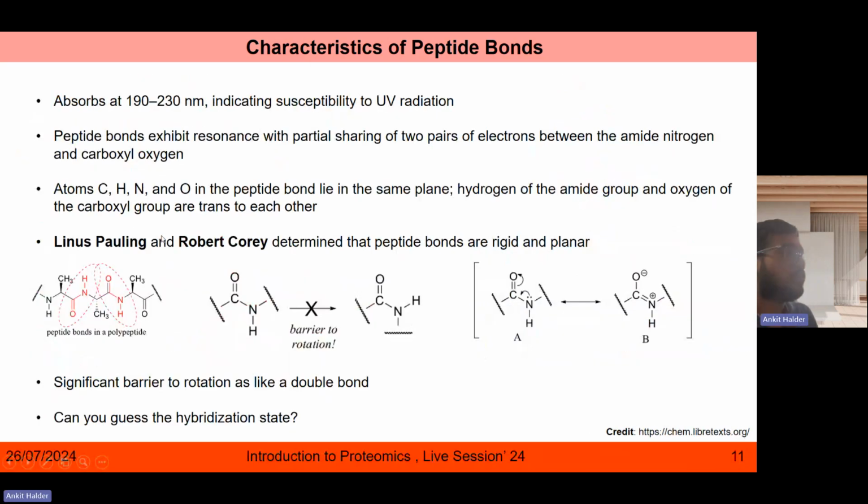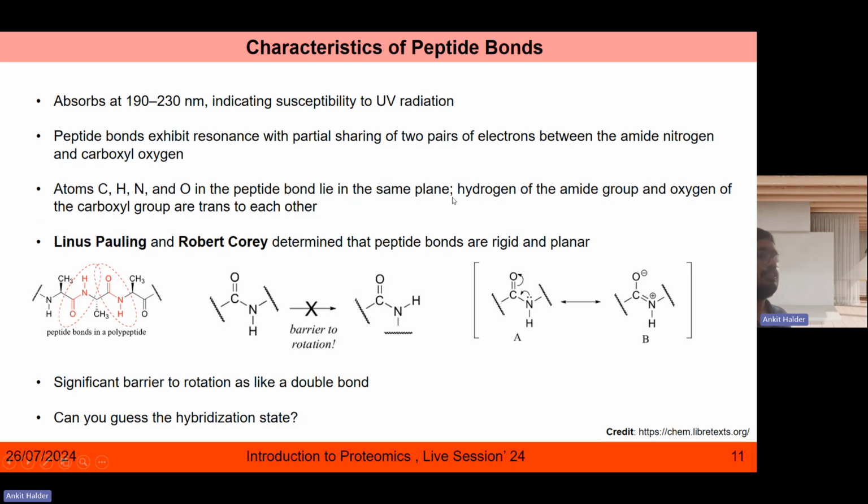Okay. So the characteristics of the peptide bonds: first of all, it absorbs at 190 to 230 nanometer and has susceptibility to UV radiation. As she mentioned, it is really true that peptide bonds exhibit resonance with partial sharing of two pairs of electrons between the amide nitrogen and the carboxyl oxygen. This exhibits a resonance structure, and that leads to the partial double bond character.